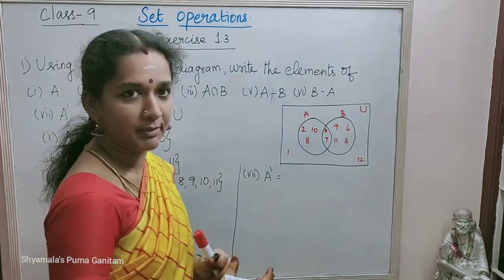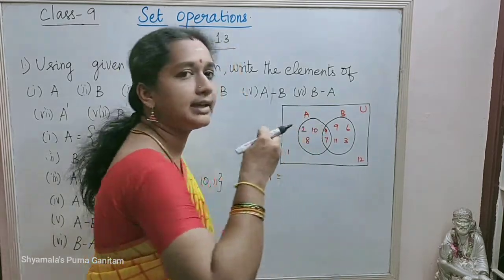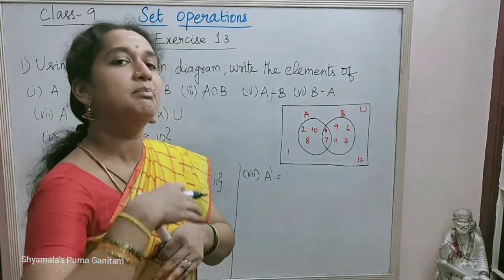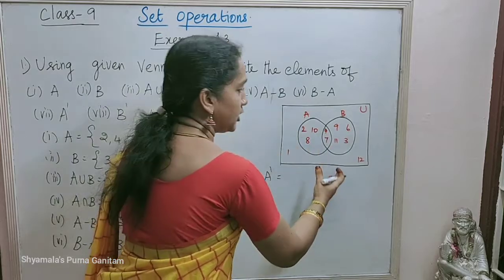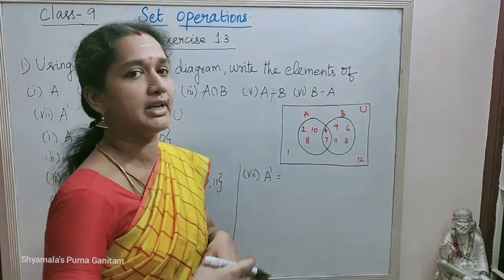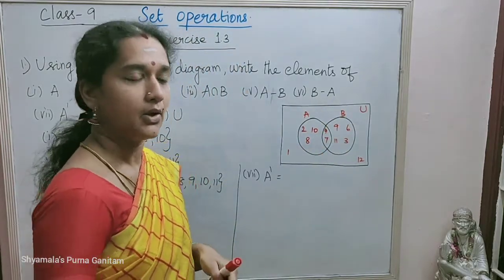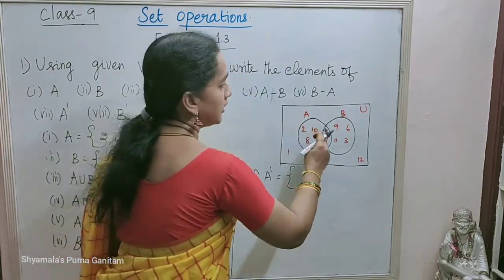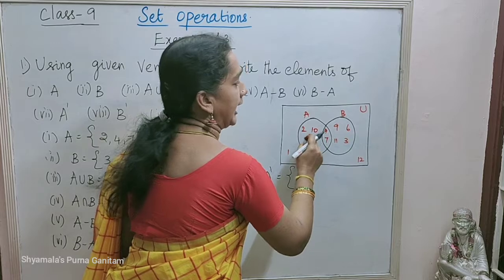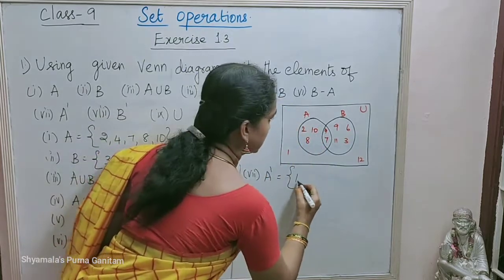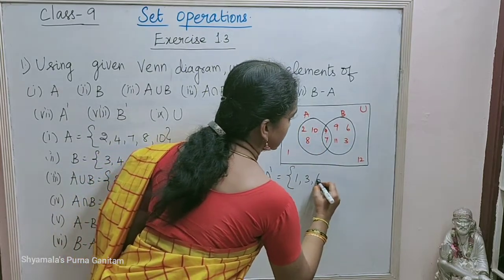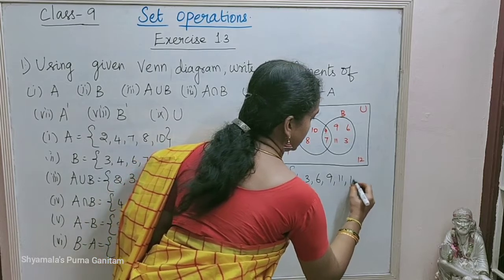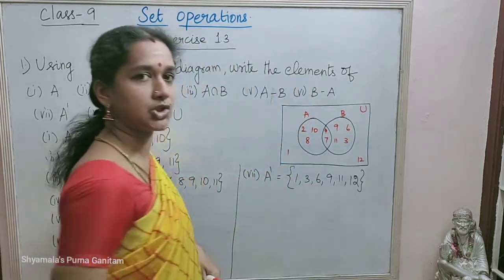So A complement is, we will take only that A elements out. Balance elements from the universal set and the B set, we will write it as A complement. So A dash is, we will remove this 2, 4, 7, 8, 10. The remaining elements we will write 1, 3, 6, 9, 11, 12. So this is A dash.